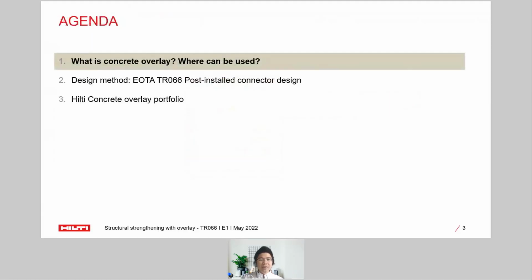So today, in this webinar, we will cover what is concrete overlay, where it can be used, the design method, and the new ACI TR66 for post-installed connector design. I will also, at the end, share with you the Hilti concrete overlay portfolio.